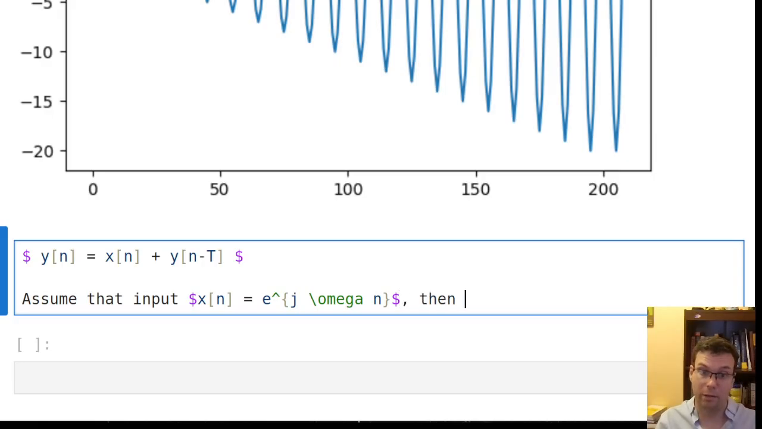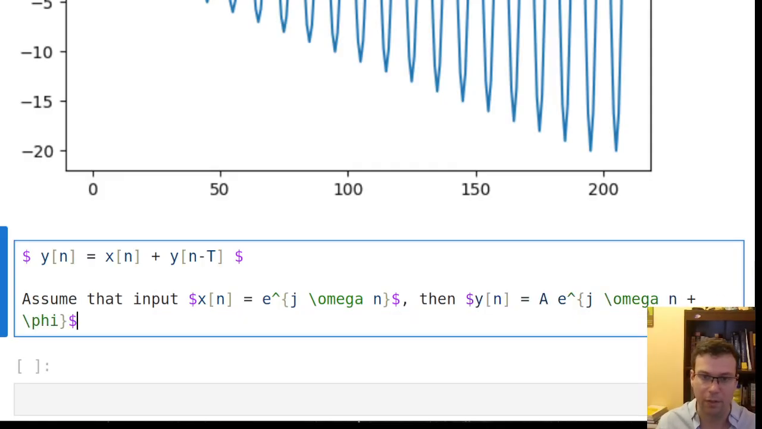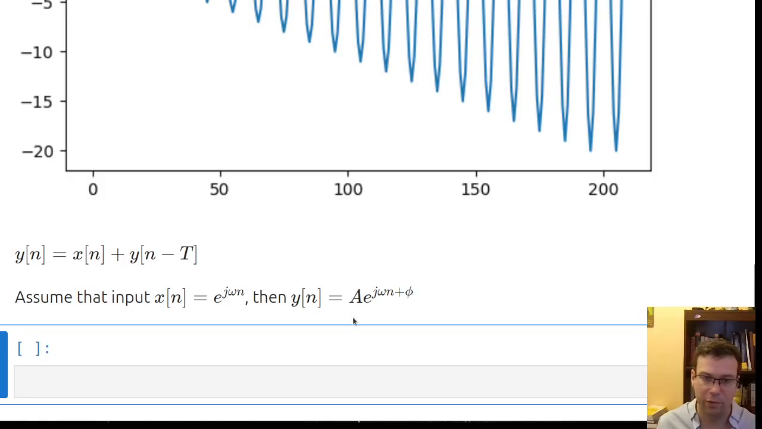Then y of n will be a phasor of the same frequency, but possibly multiplied by an amplitude, some non-negative real number, and then e to the j omega n plus a phase shift, possibly. We've been mainly focused on the amplitude shift in the examples we looked at, but we know the filter can give rise to a phase shift as well. And that'll also be true in this case, because we're only ever adding, these are all linear terms. You can never introduce a new frequency that way, it turns out.